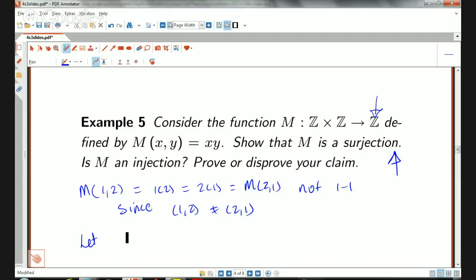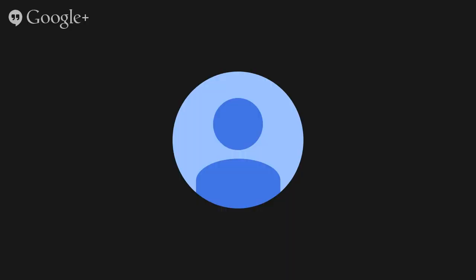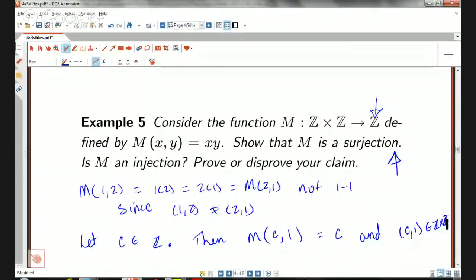What would you like to call it? Okay, let c be in the integers. What do we know that gets mapped to c? Something like c and 1. Okay, one of them is c, then what would the other one have to be? In particular, it has to be 1. c times 1 is equal to c, and c, 1 is in Z cross Z. So m is onto.